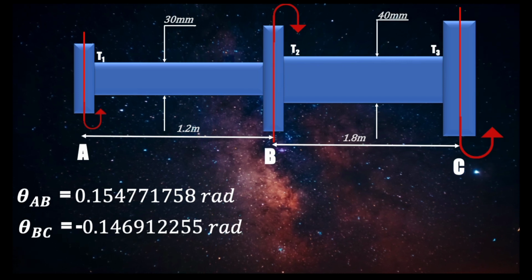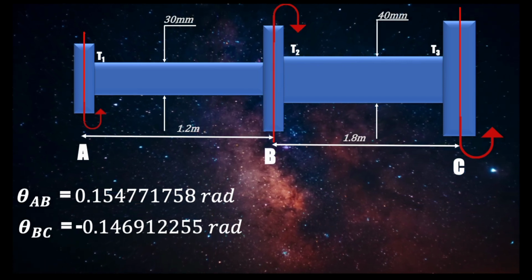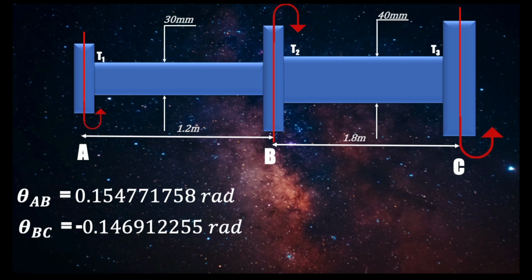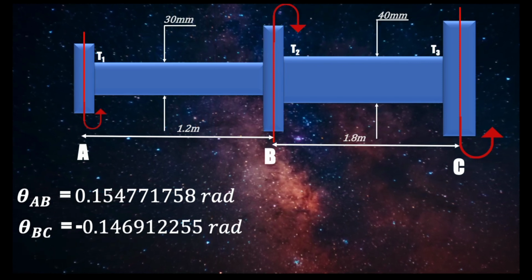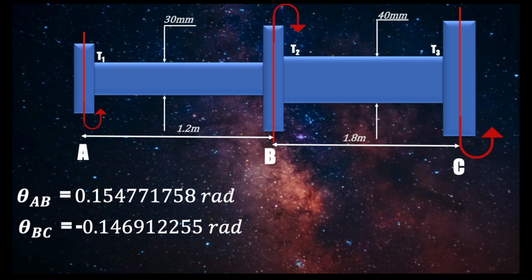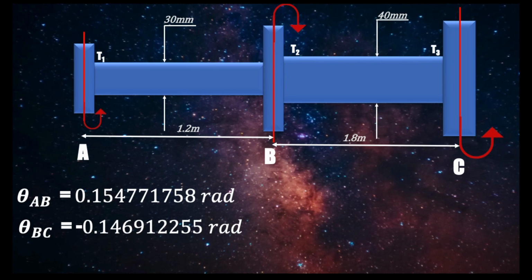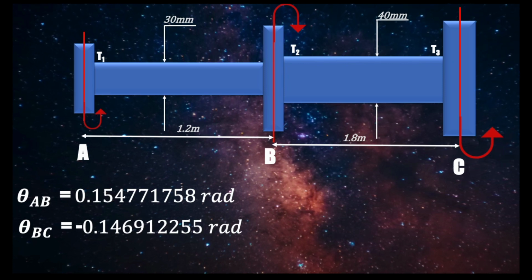And the reason why I've put a negative sign on the angle between B and C is because I'm taking my moments in the counterclockwise direction. So the angle between B and C will be in the clockwise direction. So as you can see, that's why I've put a negative sign. But if we're asked to write the answer, remember it will be positive.